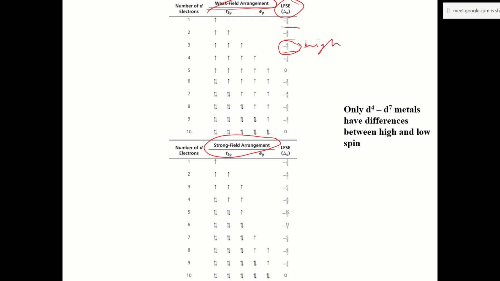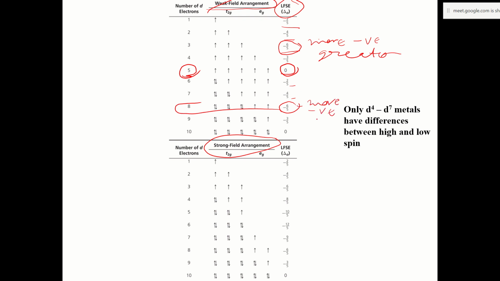High value of this, greater, more negative on this side, greater lowering. Then at the D5 system the LFSE is 0, so there is no additional lowering, but after that it again varies, and you can see it is minus 2 by 5, 4 by 5, minus 6 by 5. Again for D8 it is more negative, so greater lowering of energy.